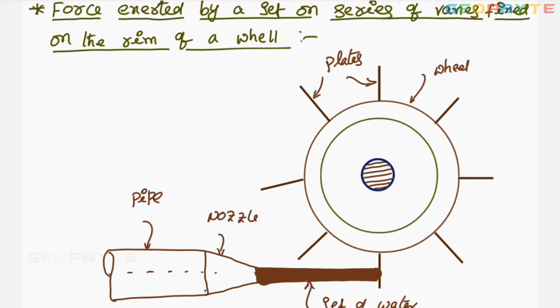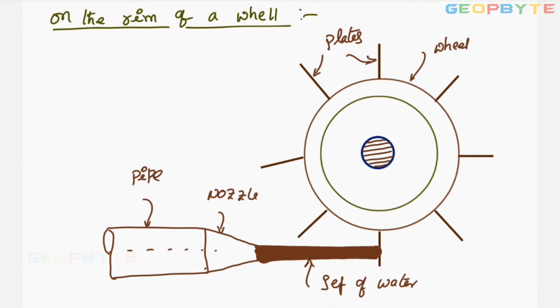Look at the diagram. A wheel is there. That wheel is connected by a number of plates around the circumference with equal distance, and a jet of water is made to enter like this.